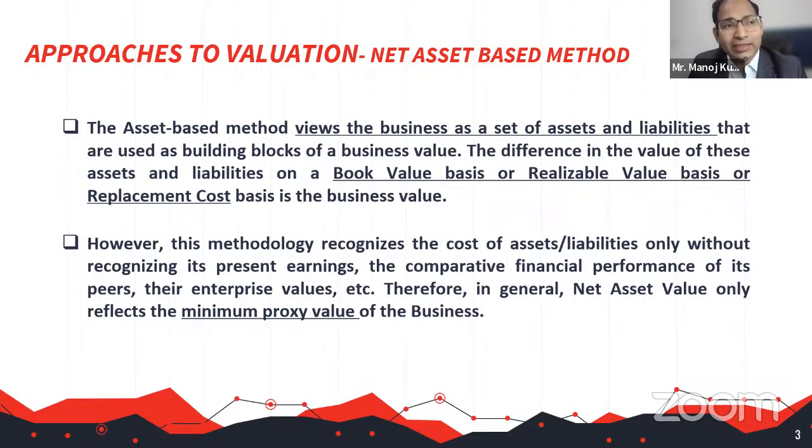As we understand, these are basically the asset and liability based approach, or balance sheet based approach. It does not take into account the earning capacity or earning potential of the business, or what comparables or peers are getting in value for a similar line of business and similar size of business. What can be the external factors, internal factors, subjective factors? Those are ignored in this, and hence it is considered to be the minimum proxy value of a business.